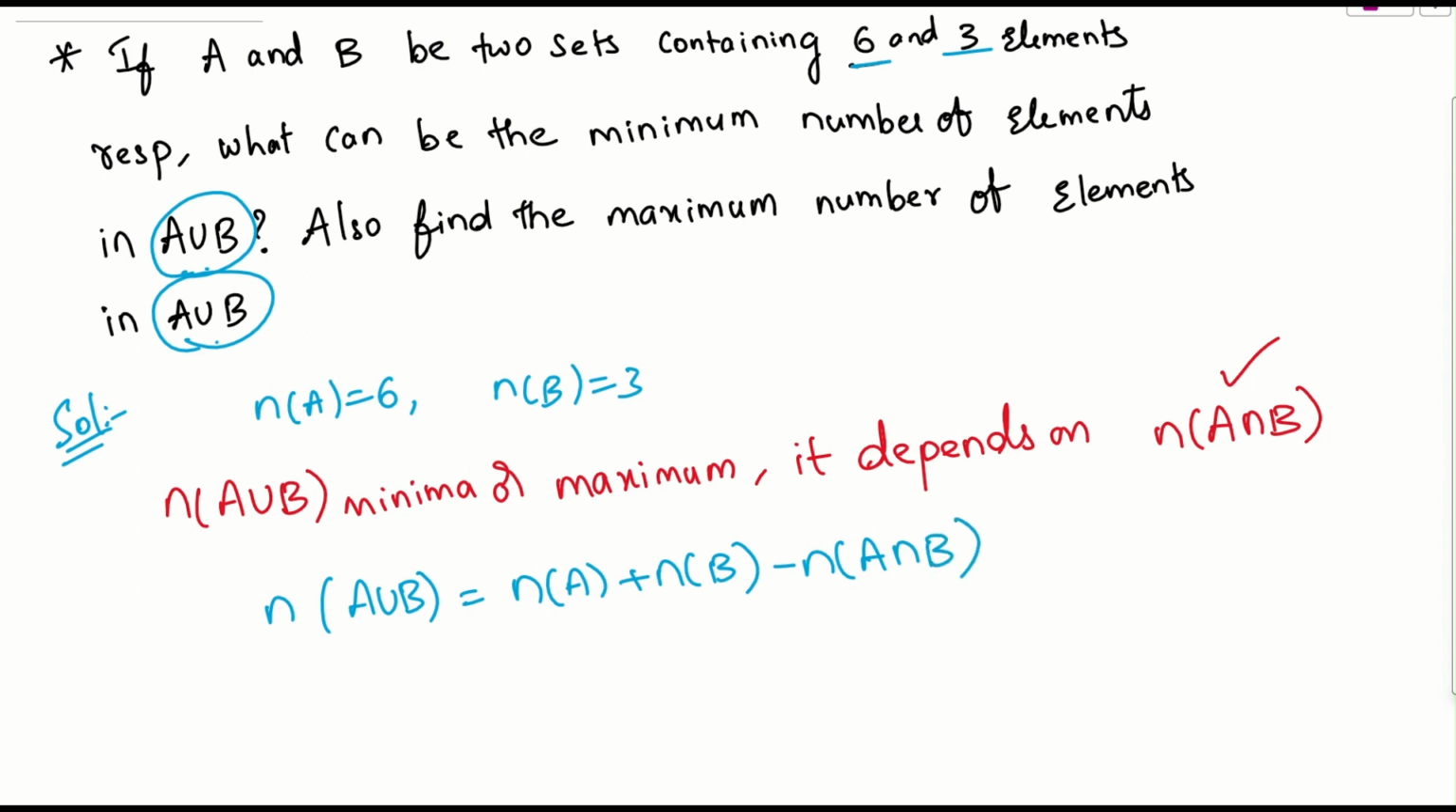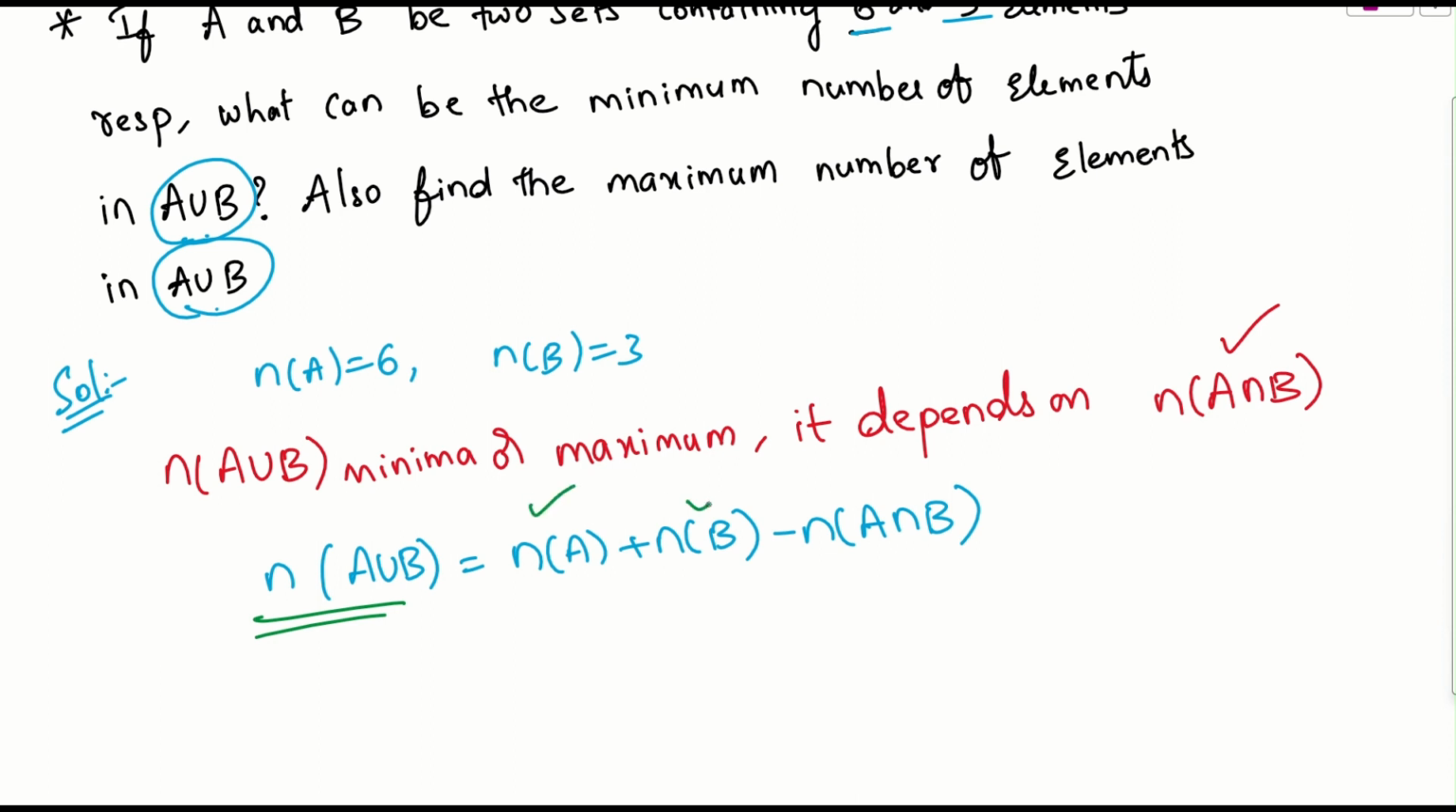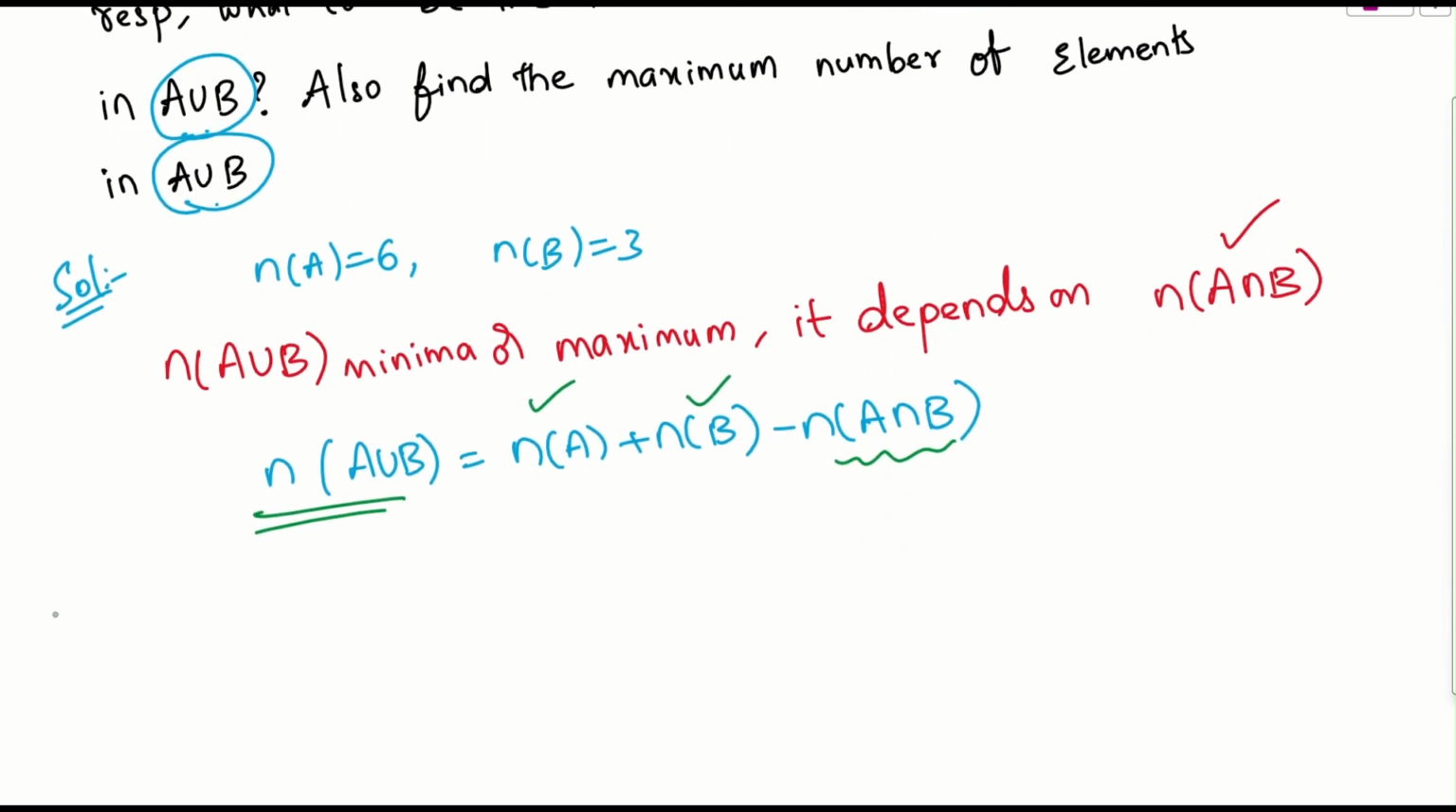They are asking us to find n of A union B. For finding it, n of A is given and n of B is given, so it completely depends upon A intersection B. So we will solve this in two steps. What is step one? Let us consider that A intersection B is minimum.